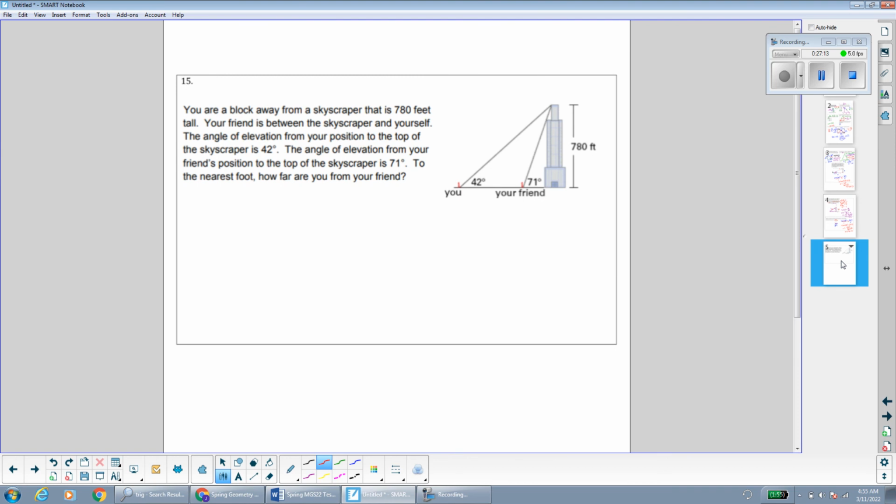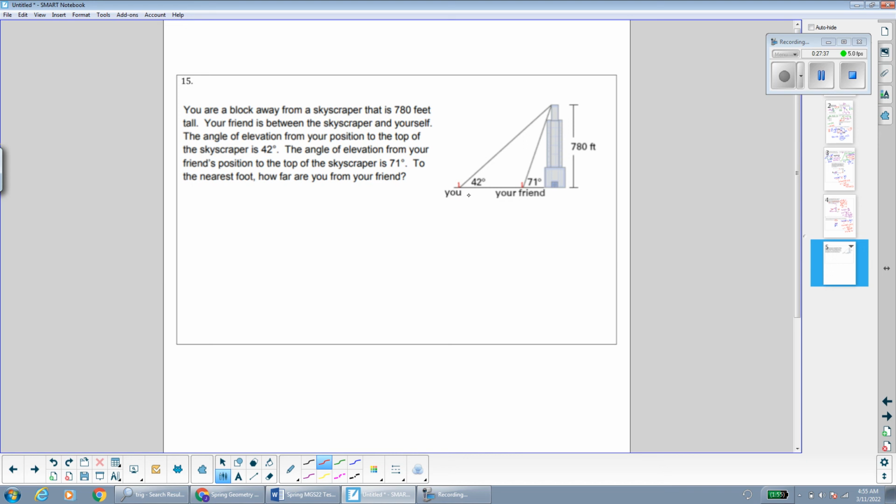You are a block away from a skyscraper that is 780 feet tall. Your friend is between the skyscraper and yourself. The angle of elevation from your position to the top of the skyscraper is 42 degrees, and the angle of elevation from your friend's position to the top of the skyscraper is 71 degrees. To the nearest foot, how far are you from your friend?